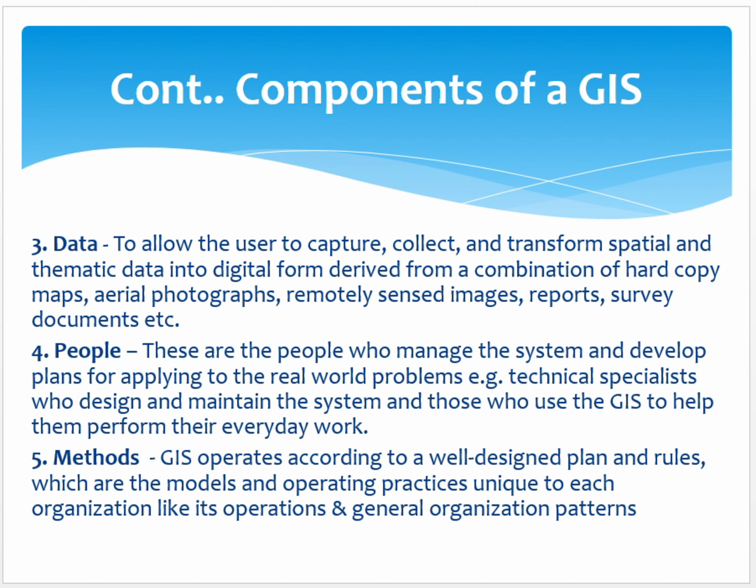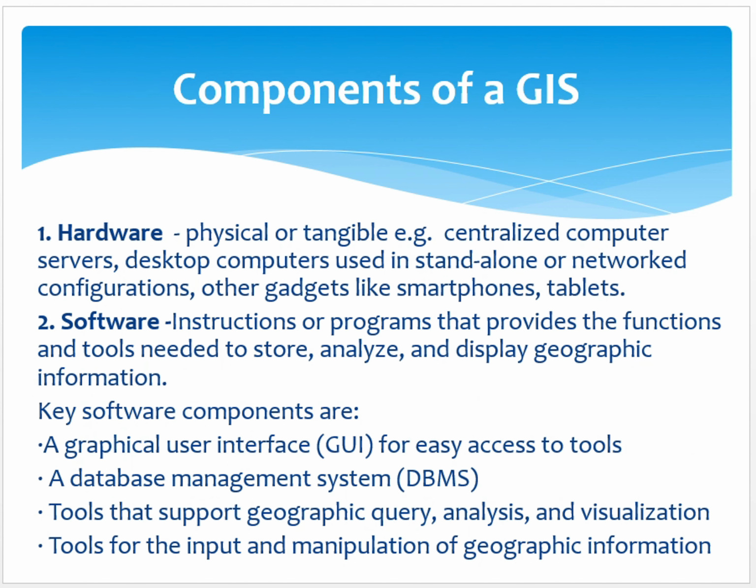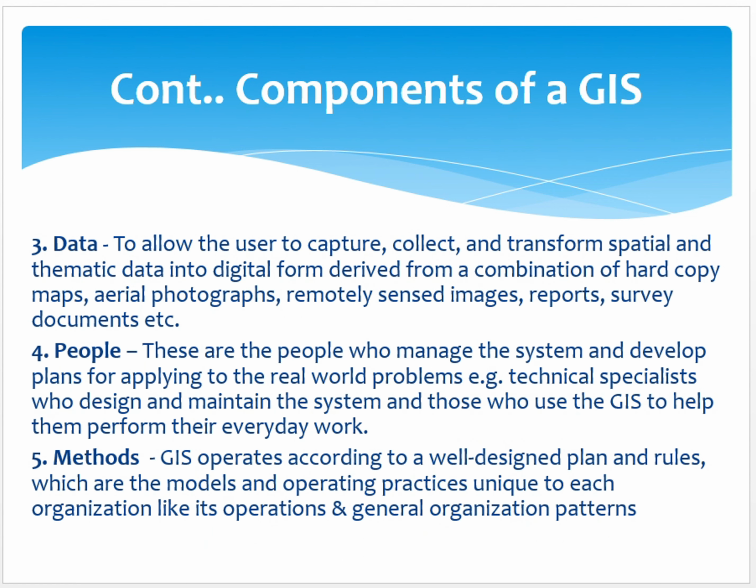Another component of a GIS is the methods, or another word is the operations you are doing, the practices you are doing. So the rules you are following, what model are you using, what are the operations, what are the steps or the practices you are doing. Those are the components of GIS. So I started by saying that its components: one is the hardware, two, software, three, data, four, the people, and five, the methods.